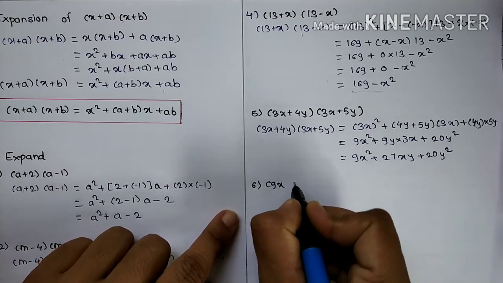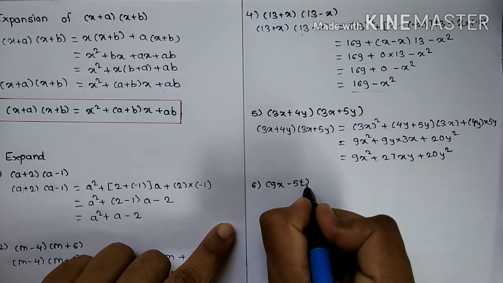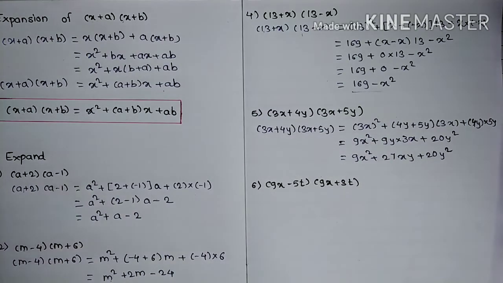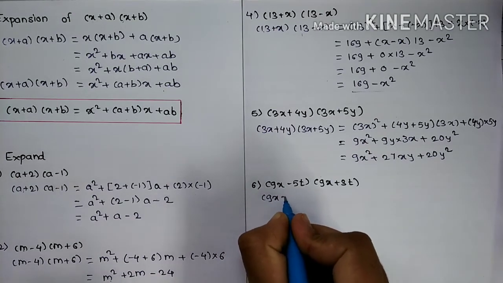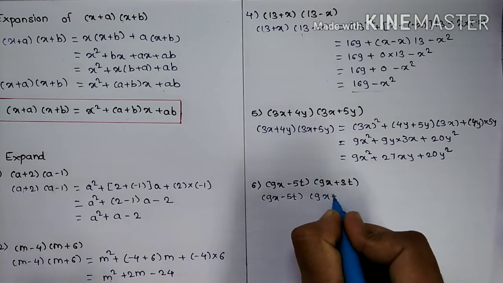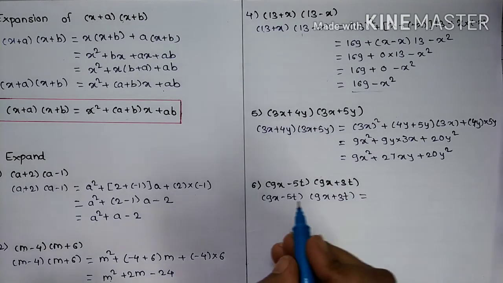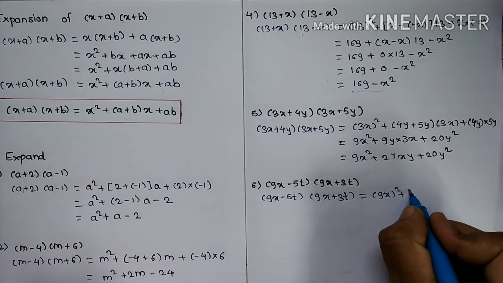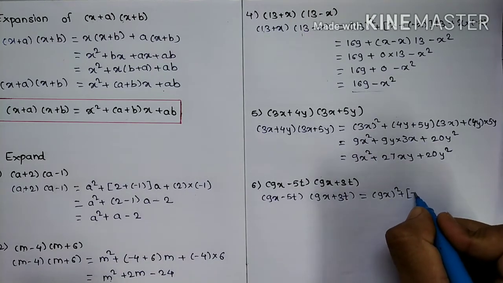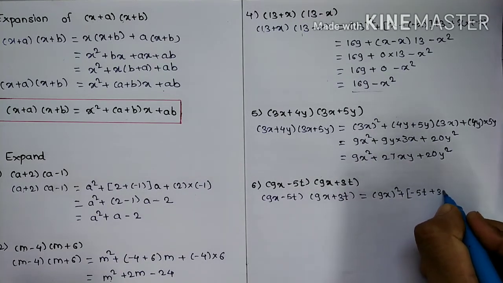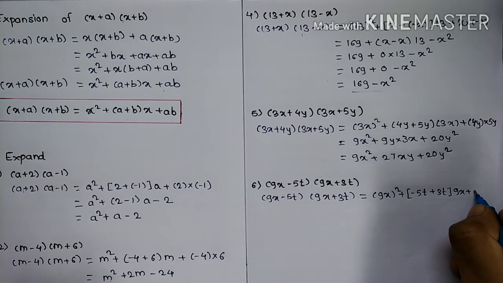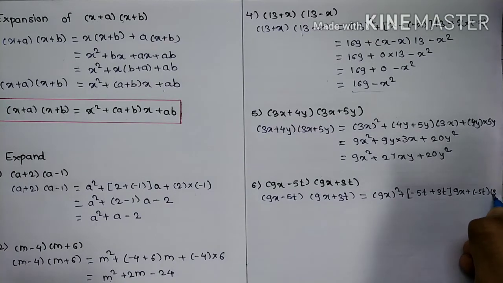(9x minus 5t) into (9x plus 3t). So use this formula again, (9x minus 5t) into (9x plus 3t) is equal to (9x) square plus a into b, that is (minus 5t plus 3t) into 9x plus a into b, that means minus 5t into 3t, okay.